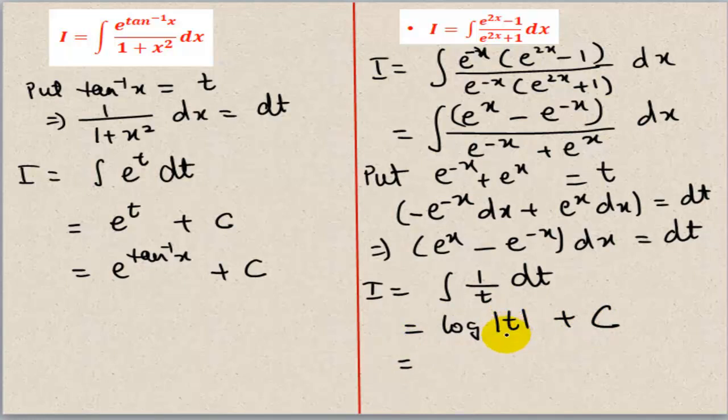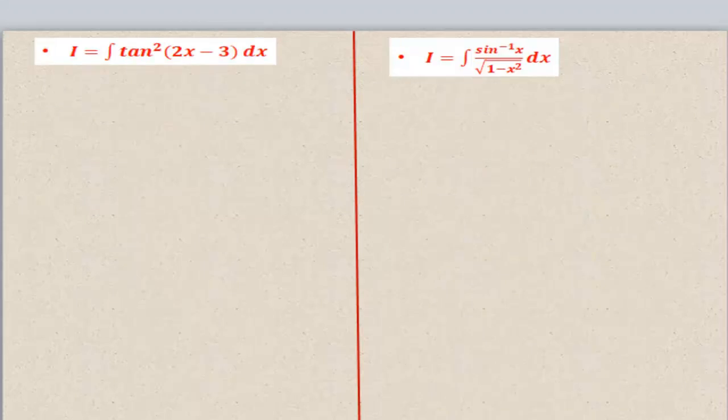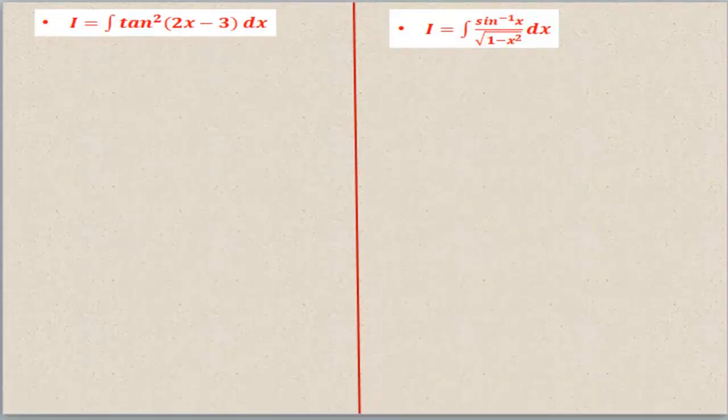So replace t by its value. We get log modulus of e to the power minus x plus e to the power x plus constant of integration. So you can see always it is not necessary that we are able to do the substitution directly. We need to do some simplification or slight changes in our expression so that integration is possible. Now see the next one.